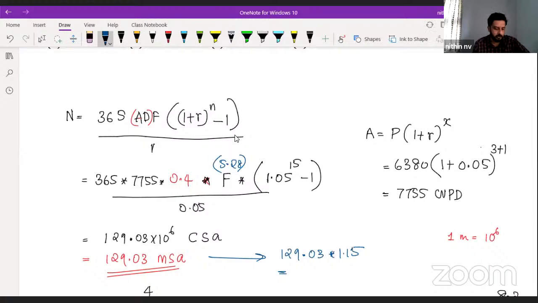So that is equal to how much, guys? Are you getting around 148? Yes, very good. So which option can I select? Yes, very good, very good.